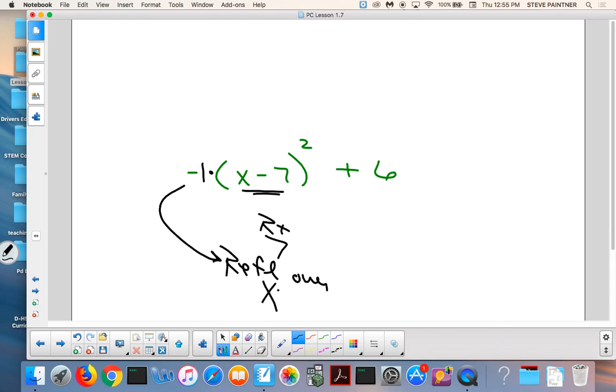Over x, axis. Okay. And then finally, this is last. Up, down, which way? Up 6. So this is the order you'd go in. I'm not going to do it, but that's the order you'd go in. Okay.